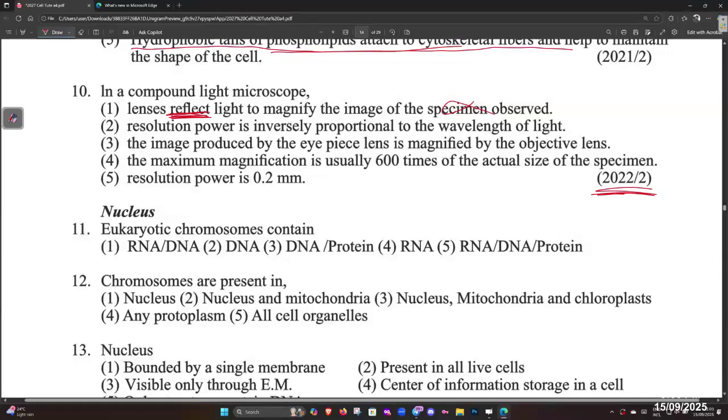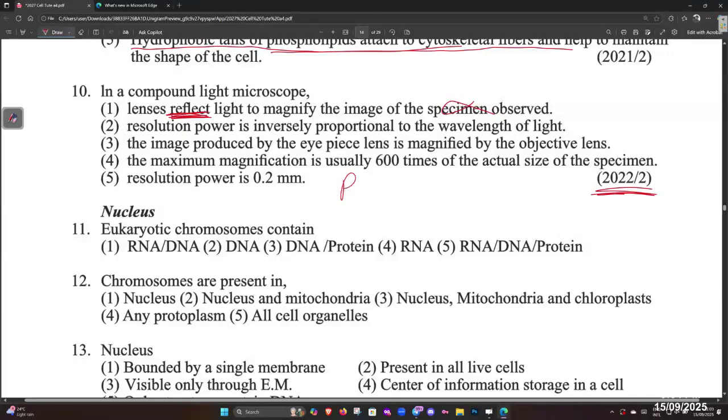Resolution power is inversely proportional to the wavelength of the light. Now, as the wavelength decreases, the resolution power increases. Lesser the wavelength, greater the resolution power. Right? That is correct. You learn this equation, neither.